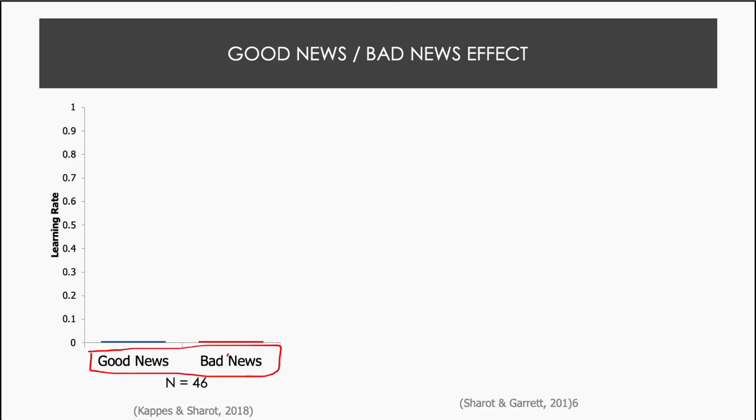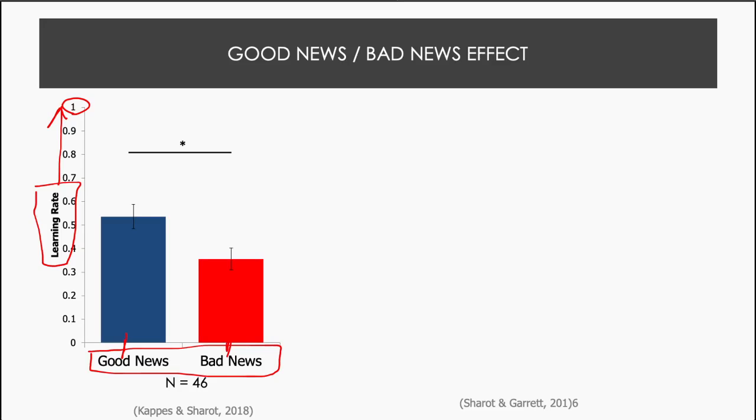So here's the threatening information. Here's the non-threatening information. And here's basically a degree of how much you're influenced. The higher the number, the more you're influenced by this message. And what we find in this study and many, many other studies is that people are less likely to be influenced by bad news than by good news.